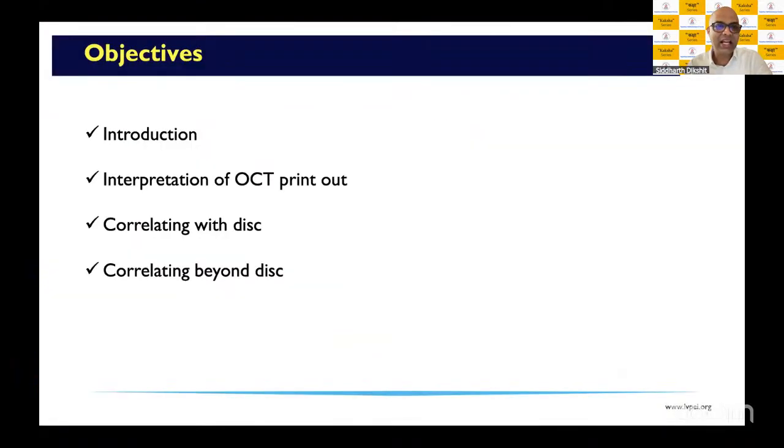So, as I said, I'll be primarily introducing a little bit about OCT because that's very important. A few things. Interpreting the OCT printout is important for exams, but it's much more important in your primary life. Exams are going to be important for probably 1 month, 3 months, or 6 months. Your life as an ophthalmologist is probably 60 years. So let's concentrate on that and try to correlate it with the disc and with what lies beyond the disc.